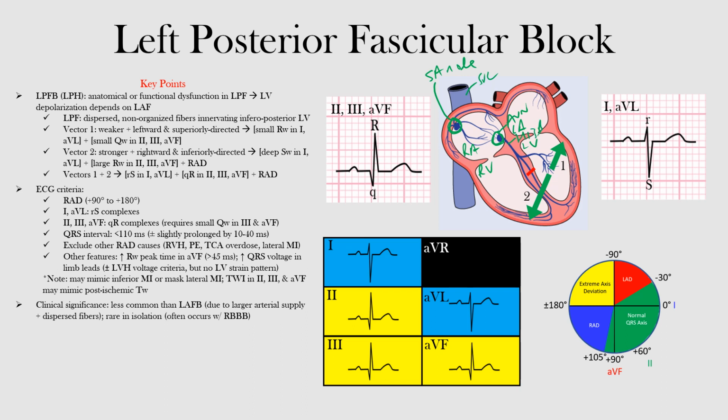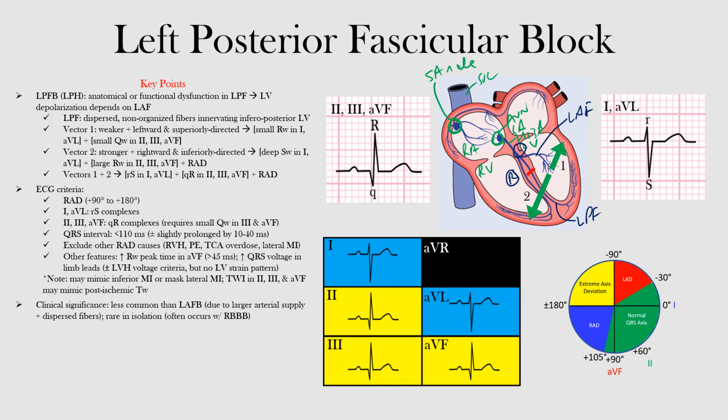The His bundle then gives off our right and left bundle branches. The right bundle branch comes to the right ventricle and innervates that, and then we have our left bundle branch that subdivides into a left anterior fascicle and the left posterior fascicle. So we have those two fascicles, the left anterior and left posterior, as well as the right bundle branch, that then go to our Purkinje fibers, and then they innervate our myocardial cells.